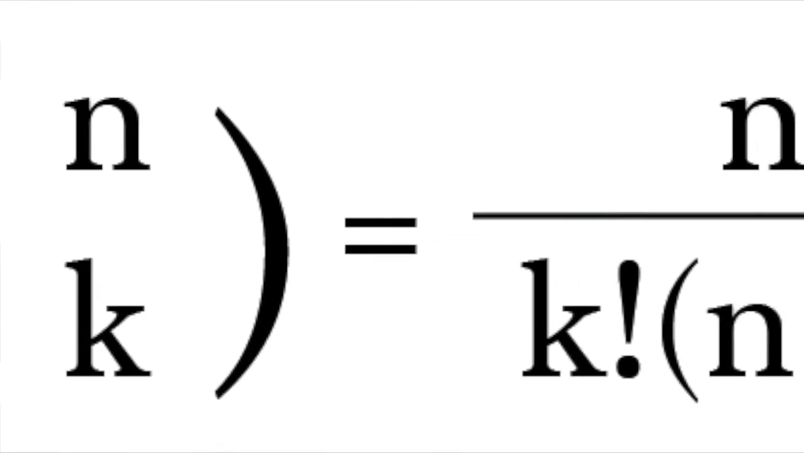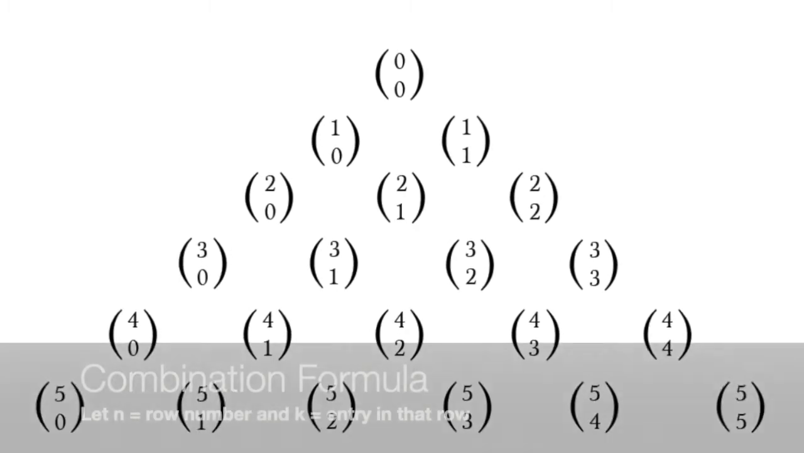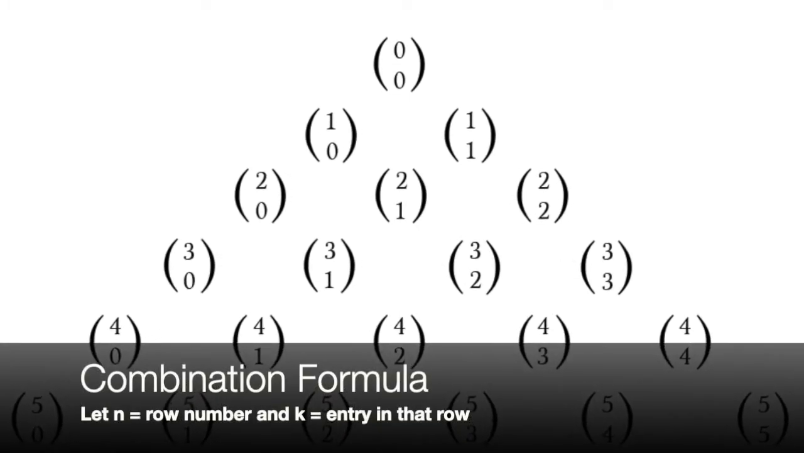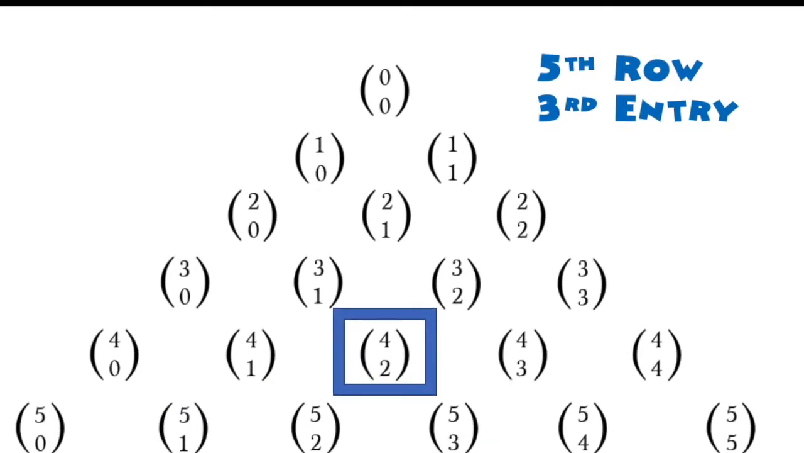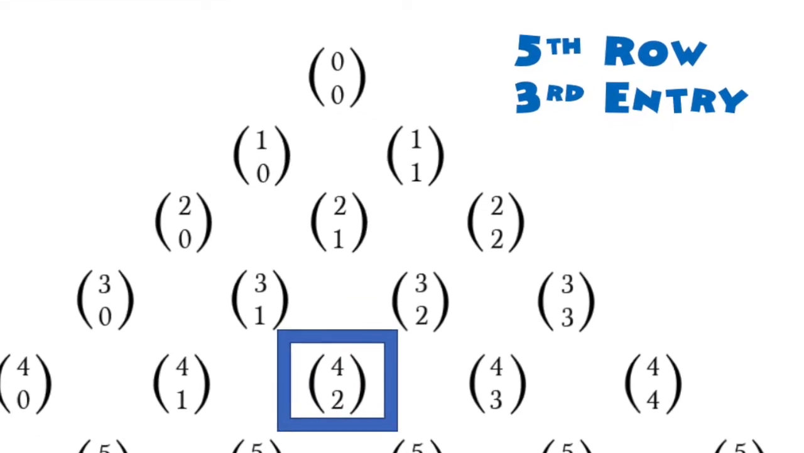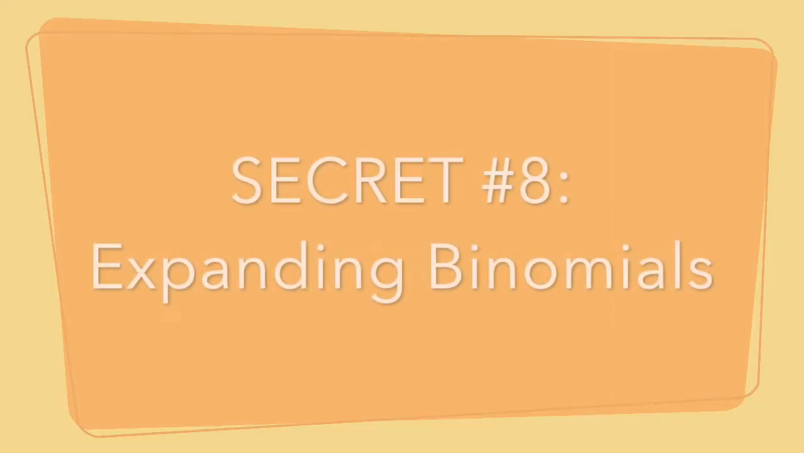Let's recall the combinatorics formula n choose k. In Pascal's triangle, let n be the row number and k be the entry in that row when counting from 0. So if you want to calculate 4 choose 2, look at the 5th row, 3rd entry. You'll find the answer is 6.